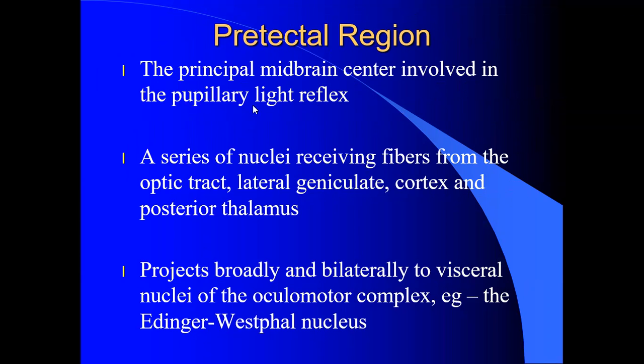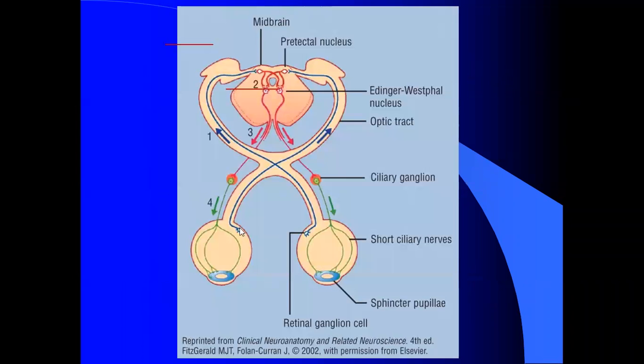is the principal midbrain center for the pupillary light reflex. So the pretectal area is pupillary light reflex. This is actually a series of nuclei. The fibers are coming from the optic tract, the lateral geniculate, from the cortex as well, and from the posterior thalamus. It projects broadly and bilaterally to the visceral nuclei, the oculomotor complex, that is the Edinger-Westphal for pupillary control. And this is, I think, a really good diagram.